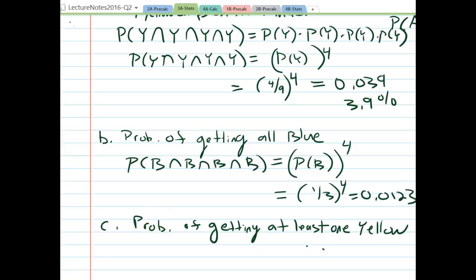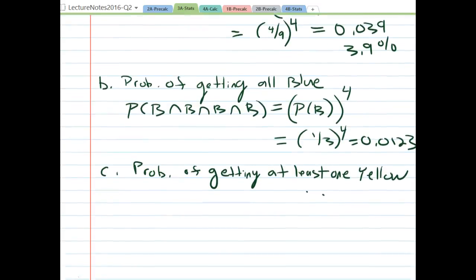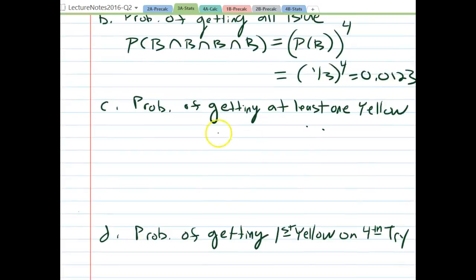Okay, let's talk about this next one. The probability of getting at least 1 yellow. And what we saw last week when we were working on our group exercise is that at least 1 yellow means that on my 4 pulls I get either 1, 2, 3, or 4 yellows. Now, what's the opposite of that? The opposite of that, or the complement of that, is getting no yellows.